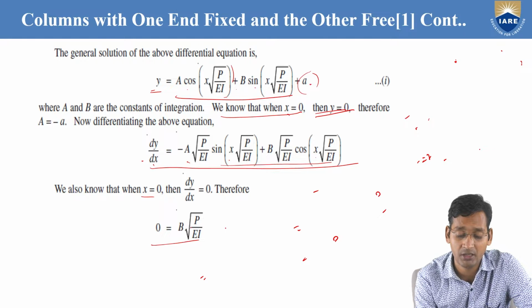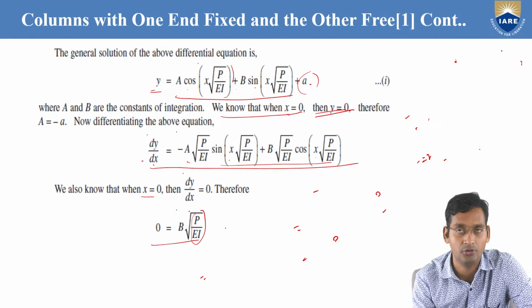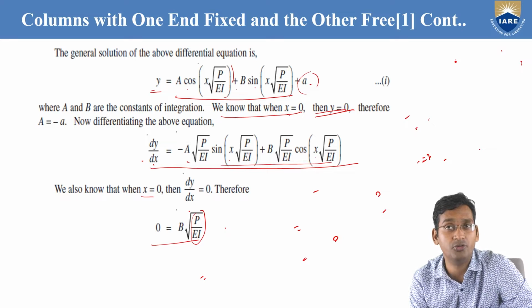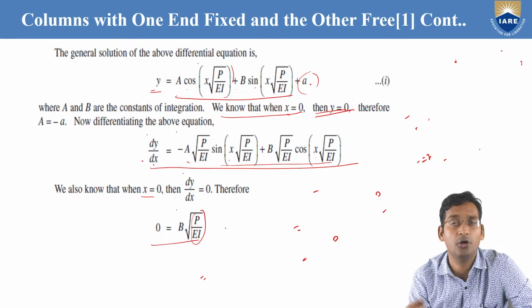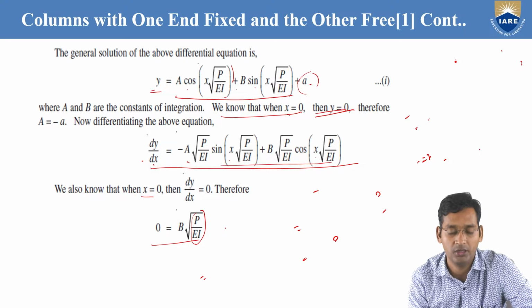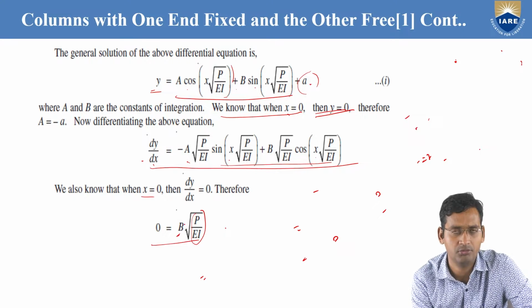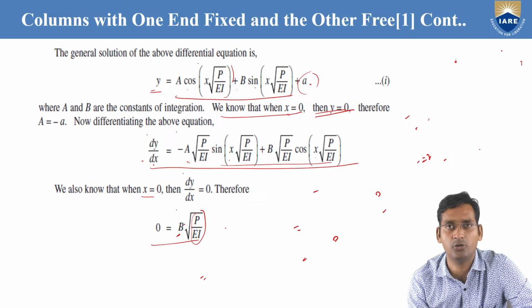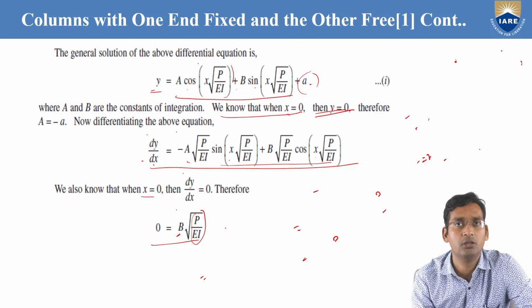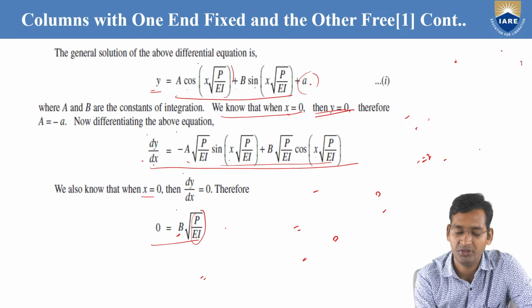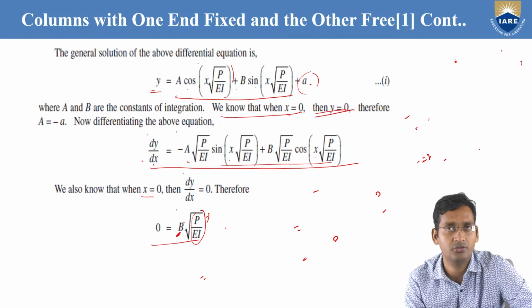Now in this case, what happened? Either B will be 0 or this term will be 0, but P cannot be 0, right? If P is 0, that means the question itself is not valid. P being 0 means we are not applying any load, and with no load applied there is no buckling. So P cannot be 0. Next is only B. So hence B is 0.